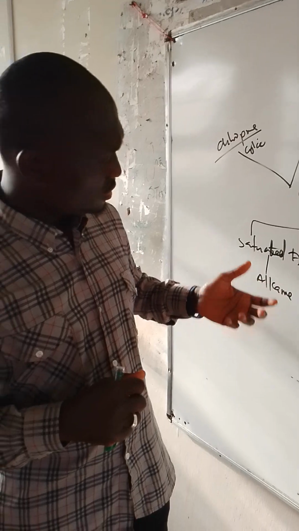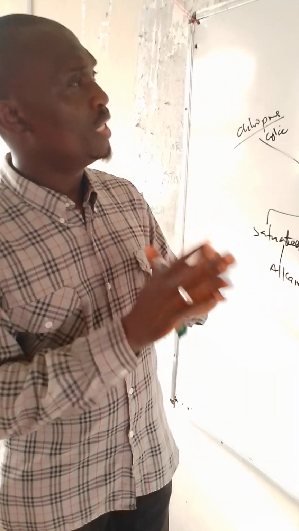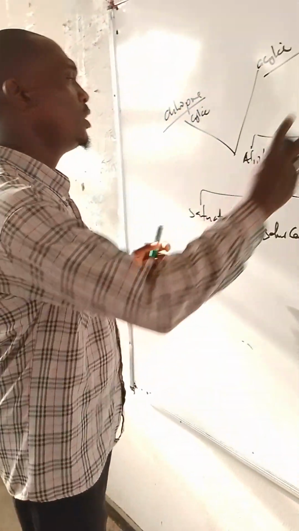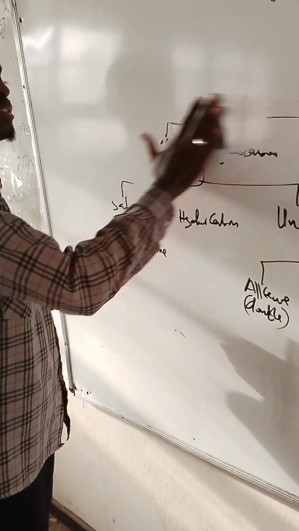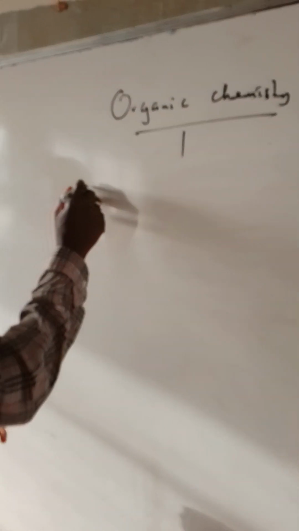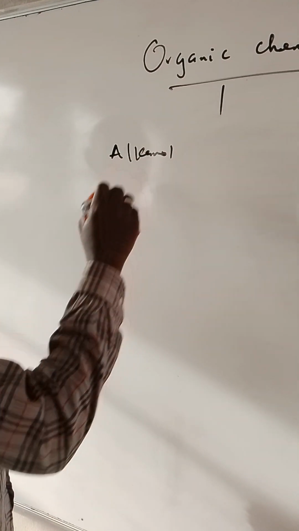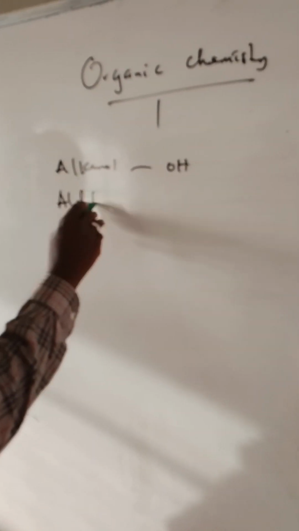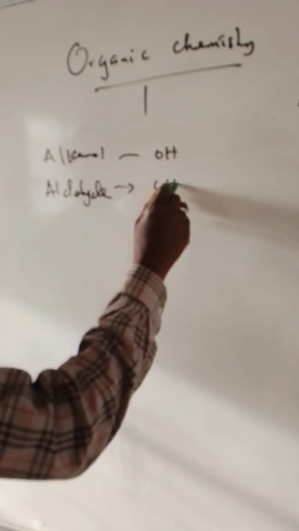That leads us to what we call functional groups. A functional group refers to the groups of members of various compounds under the hydrocarbon that are specifically identified by a specific functional group. Based on this, we have several functional groups. For example, alkanol, whose functional group is OH. We have aldehyde, whose functional group is CHO.